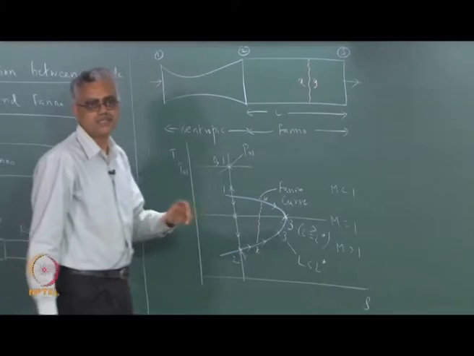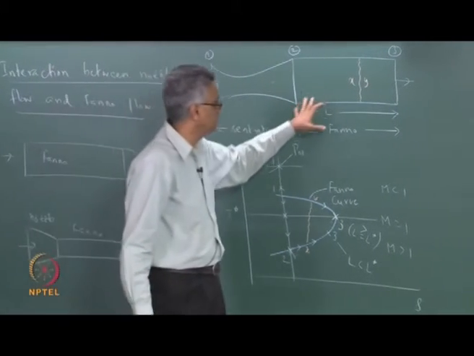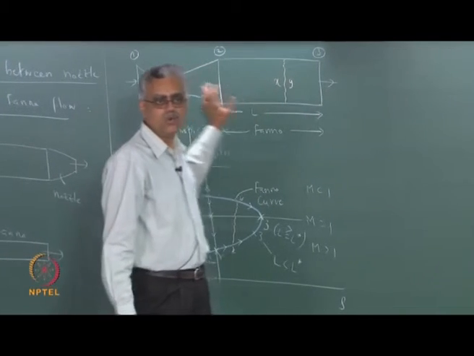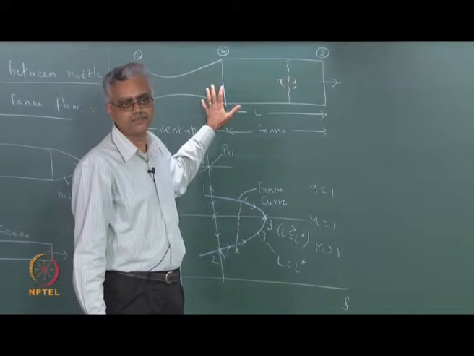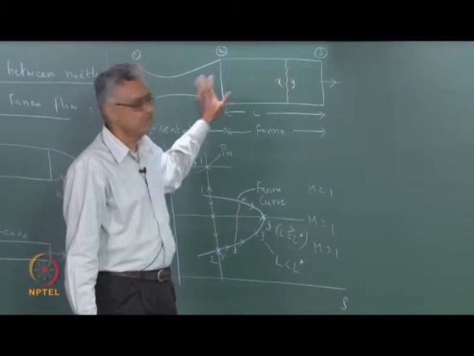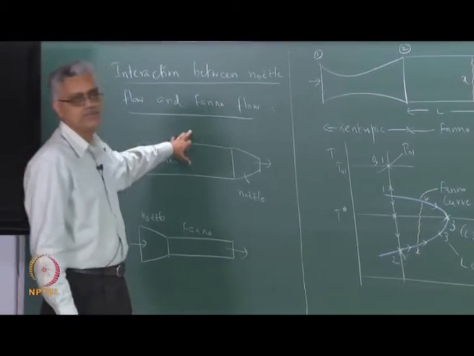Unlike the previous case, the mass flow rate is not changed in this case, unless you make this length so long that you go all the way back and change the flow in the nozzle, which is very unlikely. Okay. So, this covers all aspects of interaction between a nozzle flow and a fanno flow.